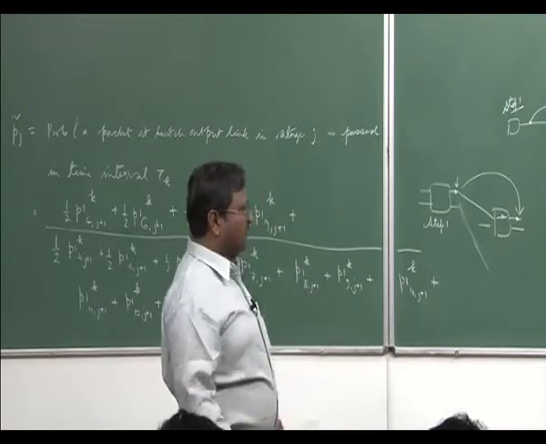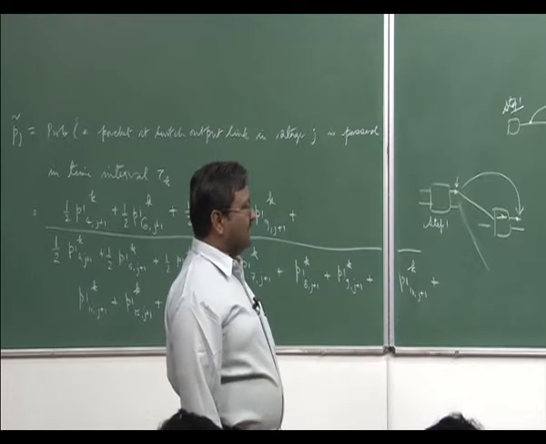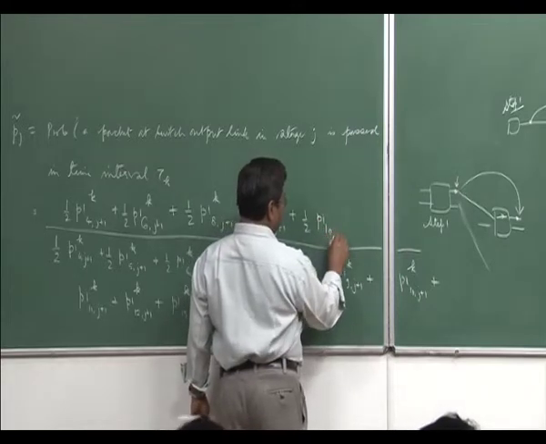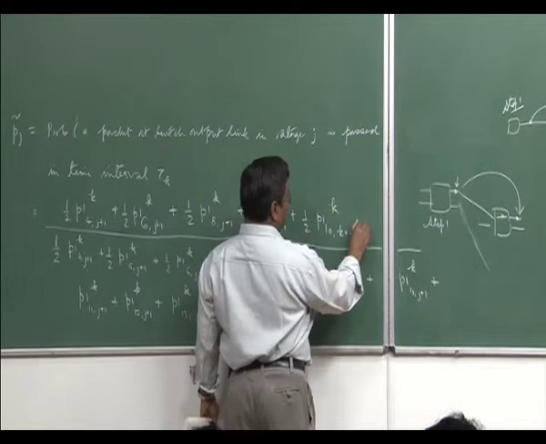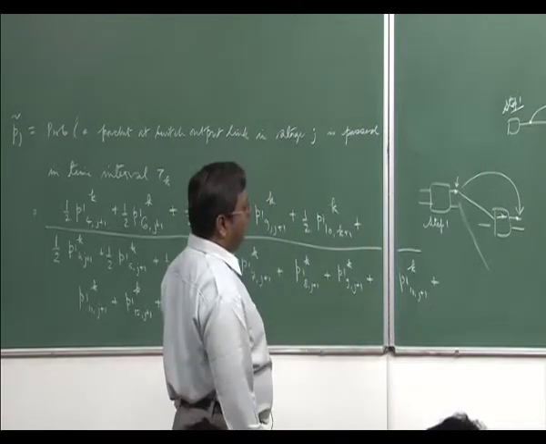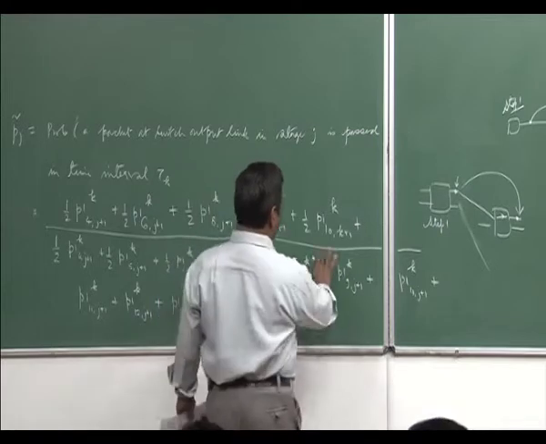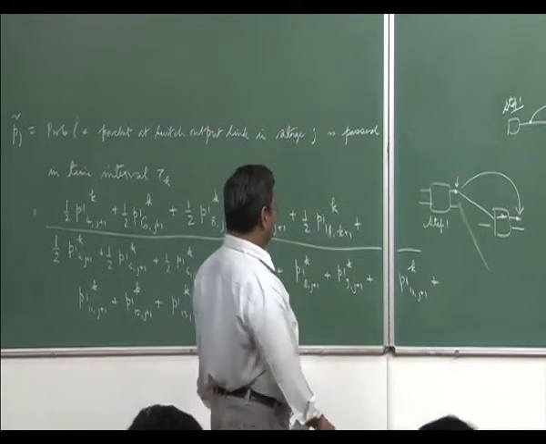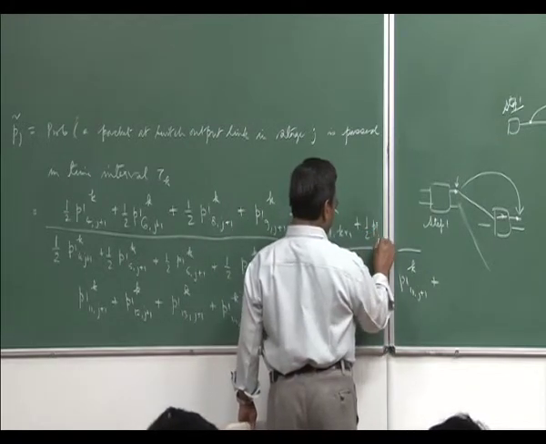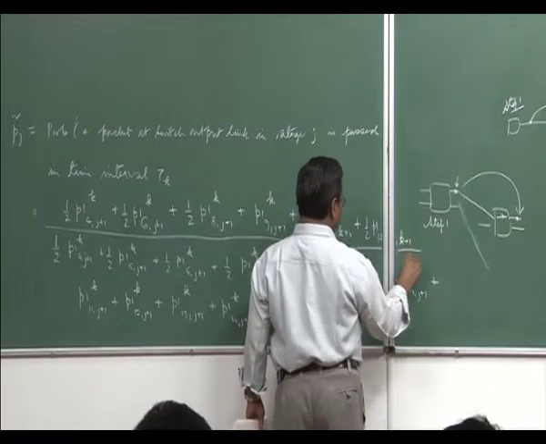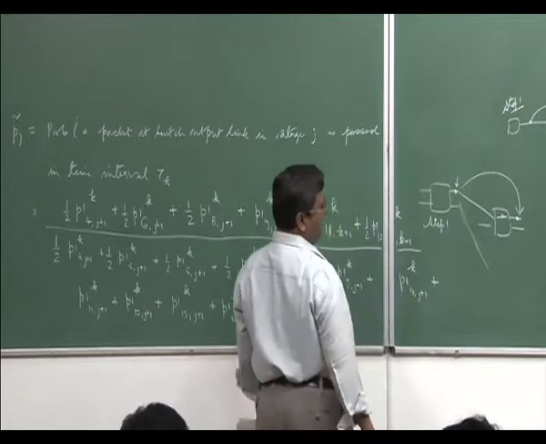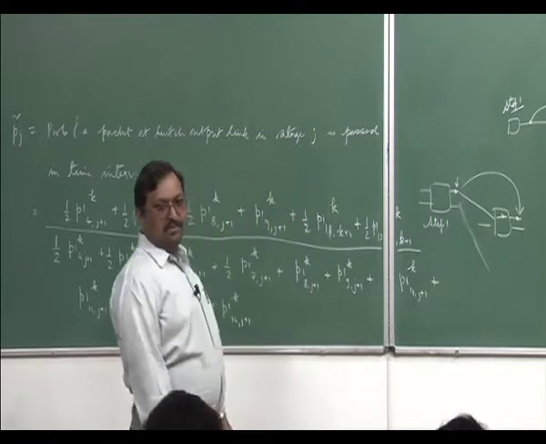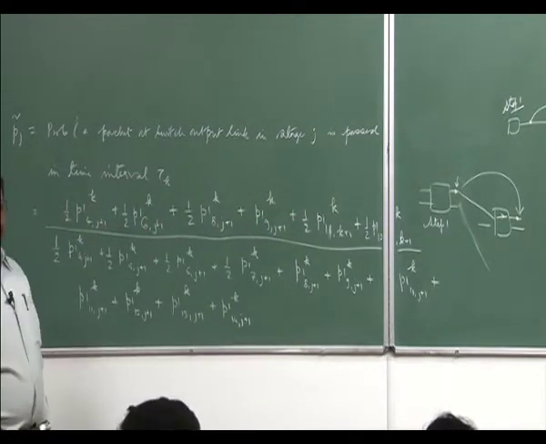10th, nothing will go out, so it should not be listed. 11th, only one will go out, so it will be half. Not 10th, this has to be 11th, sorry. 10th, nothing can go out. 12th, again only one can go. 13th, nothing can go. 14th, nothing can go. So, those will not be included in the numerator. So, this gives you Pj tilde.